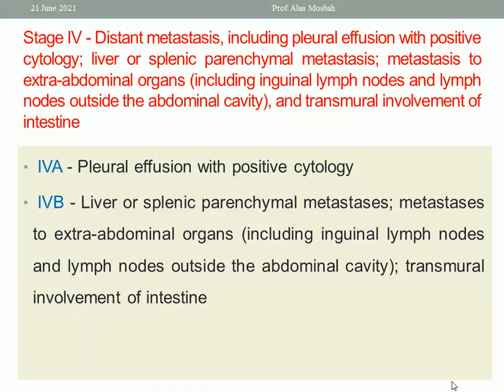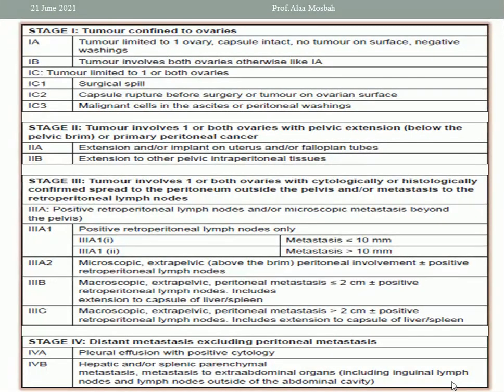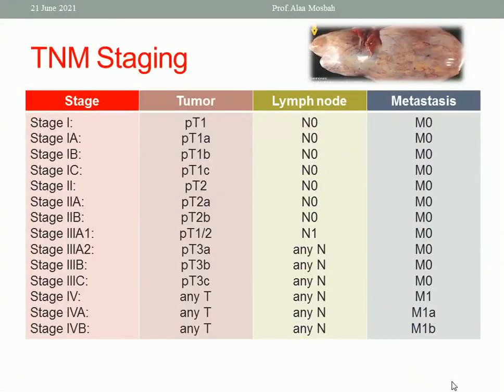Stage 4A, pleural effusion with positive cytology. 4B, liver or splenic parenchymal metastasis or metastasis to extra-abdominal organs like inguinal lymph nodes and the lymph nodes outside the abdominal cavity, or transmural involvement of the intestine. This is staging in one slide. TNM staging, T for tumor, N for lymph node, M for metastasis. T we covered before in the previous staging.